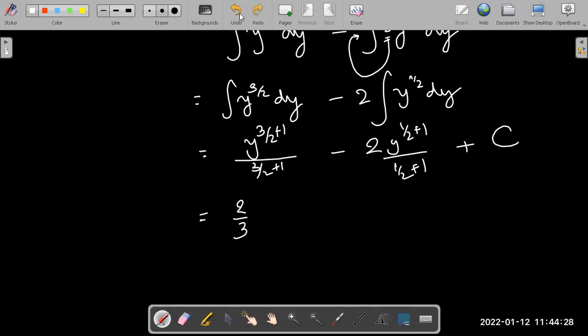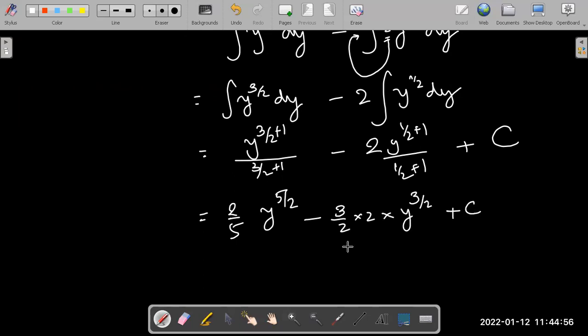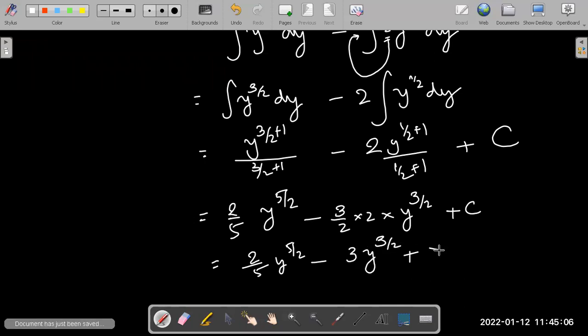Two by 3 y. No, it is not 2 by 3. It's 2 by 5, because 3 by 2 plus 1 is 2 and a half, which is 5 by 2. The next step, 1 by 2 plus 1 is 3.